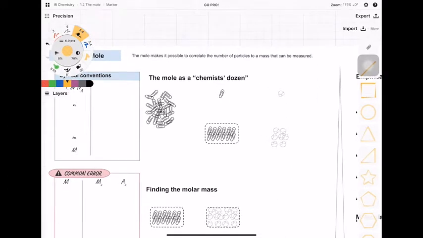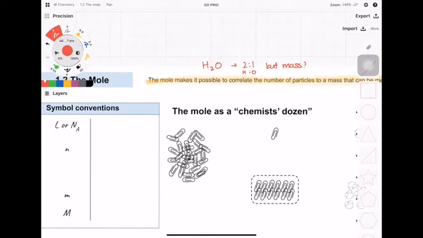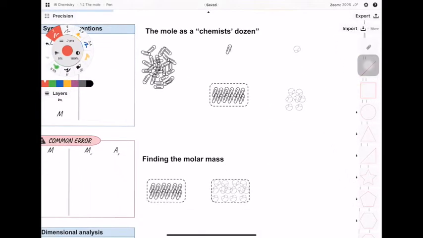Okay, so for our next topic within stoichiometry, we're going to be taking a look at moles. Moles are a tool that chemists use to figure out how many particles we have in a given mass. Let's pretend that you're working at a lab and you have to try to make water. Well, you know that you need to react 2 hydrogens for every 1 oxygen, but how much mass does that mean? We can use the mole to figure that out.